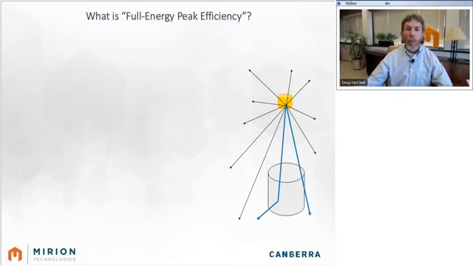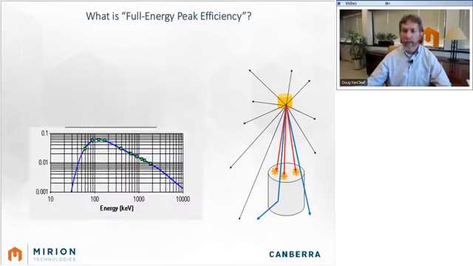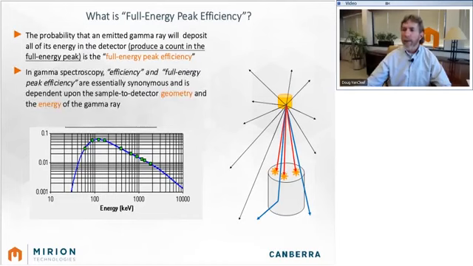Okay, for our purposes, we want to know the probability that an emitted gamma ray will interact with the detector crystal and produce a count or observation in the spectrum corresponding to the full energy of the emitted gamma ray. That's the full energy peak efficiency. In gamma spectroscopy, efficiency, full energy peak efficiency, absolute efficiency, and terms like that are generally synonymous with each other and highly dependent upon the sample to detector geometry and the energy of the gamma ray. There are some occasions when we need to use efficiency in a different term in gamma spectroscopy, but that's beyond the scope of this course.